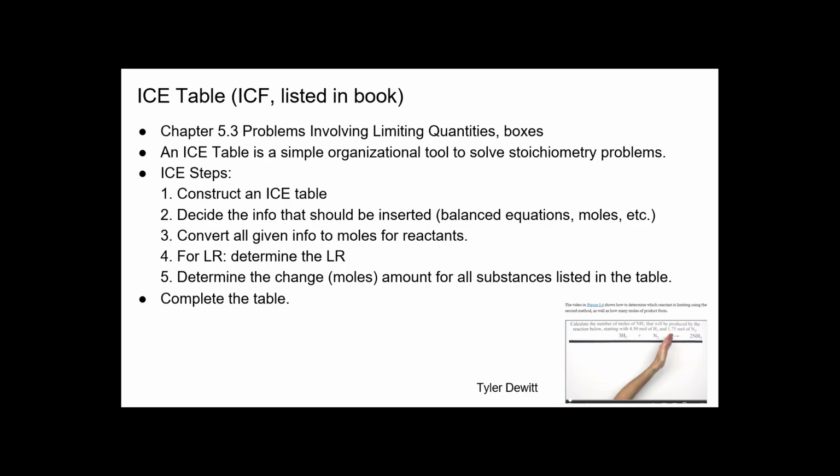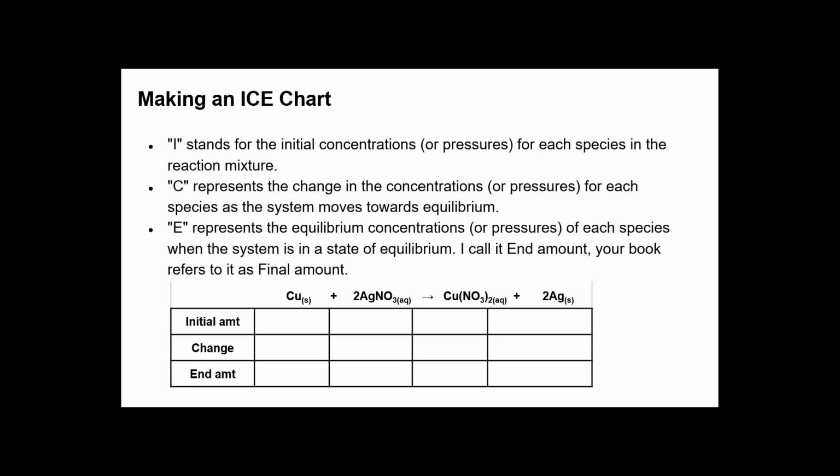Decide the info that should be inserted into it: balanced reaction, moles, what you're going to work with to get the calculation completed. Convert everything to moles. For us right now, for 5.3, to determine limiting reactants, we work in moles. Yes, you can go on to grams after you're done, but while doing the ICE table that I'm going to show you, it's just going to end in moles. This will help you determine the limiting reactants as well as anything excess that's left over. Determine the change amount for all substances listed in the table and then complete the table, meaning finish all the calculations.